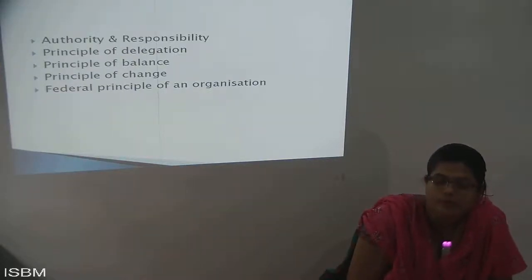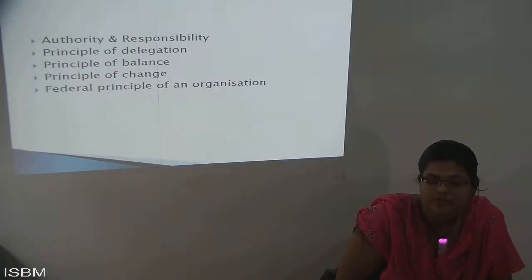Next, we learn about authority and responsibility: how authorities and responsibilities are allocated to the people when they come into the organization. Next, we learn one more principle, delegation: how the authorities and responsibilities have been delegated to the people.